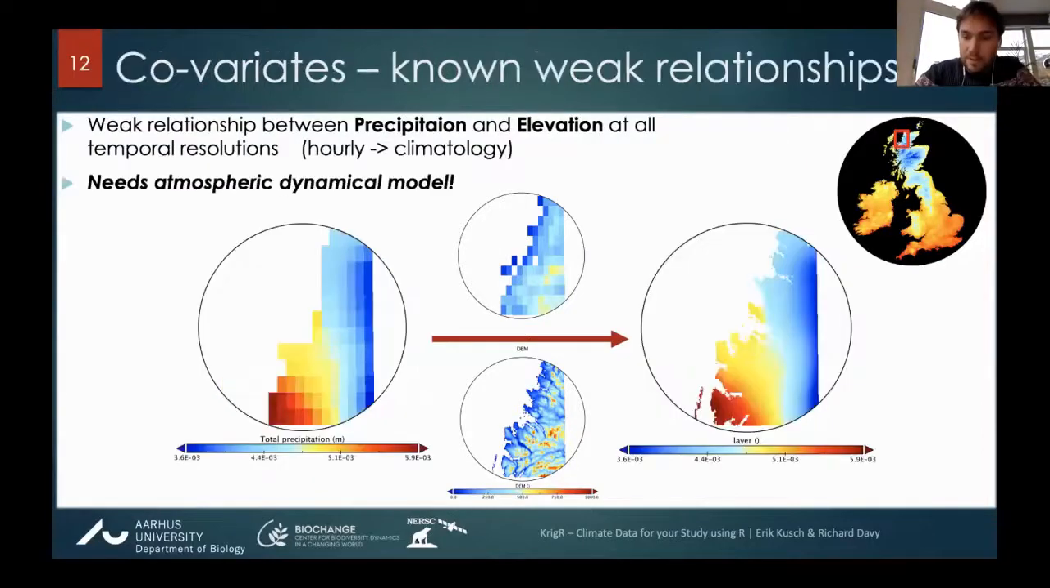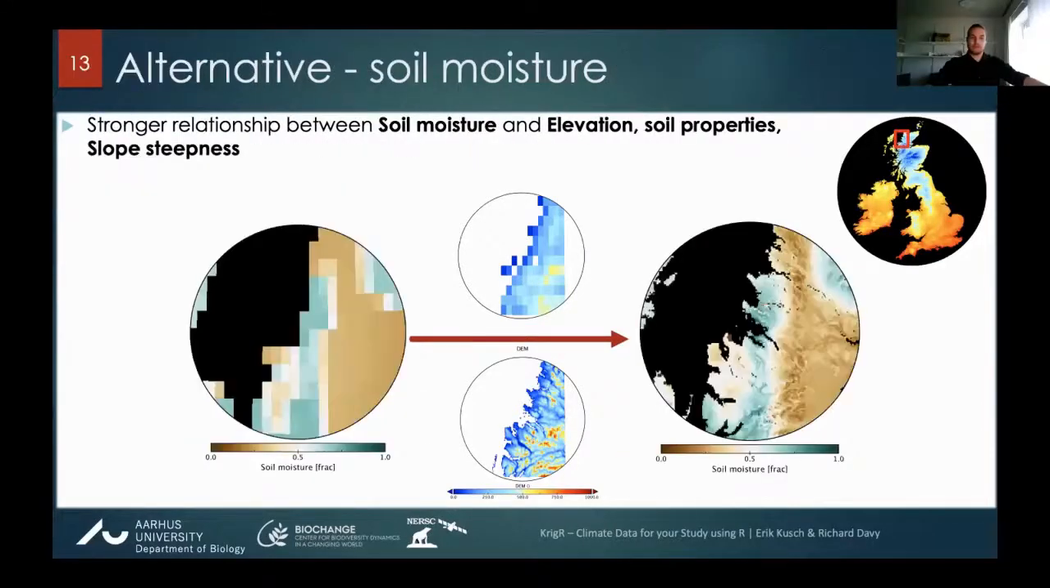So just to flip back and forth there, if you're trying to downscale precipitation and if you're trying to downscale soil moisture. Because soil moisture depends much more on terrestrial covariates like the soil properties and the slope steepness, things that are fixed in time, you'll be able to downscale soil moisture much more effectively than you can downscale precipitation.